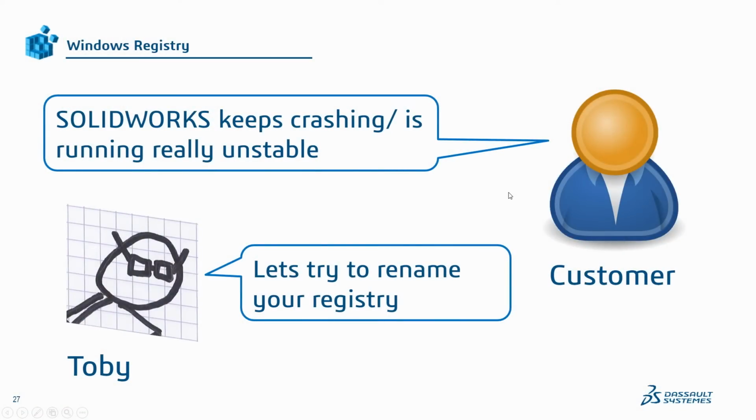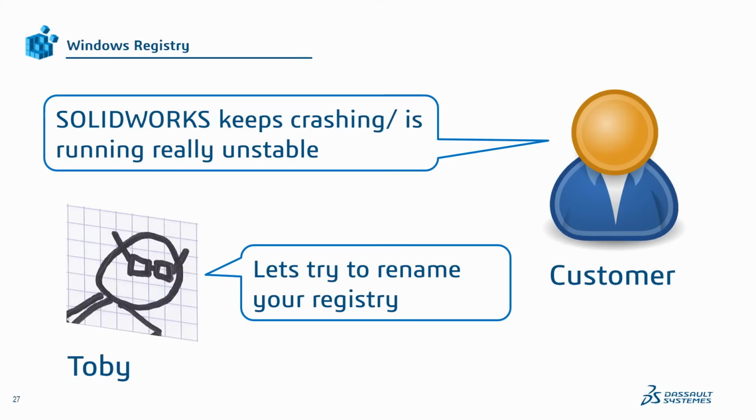This is something that would often happen in tech support. A customer would call me and say, SolidWorks keeps crashing or it's really unstable. It was fine. It was fine for 6 months. It was fine for a year. Now all of a sudden, every time I do X, Y, and Z, it crashes. I say, let's try to rename your registry. Now, what does this exactly mean?